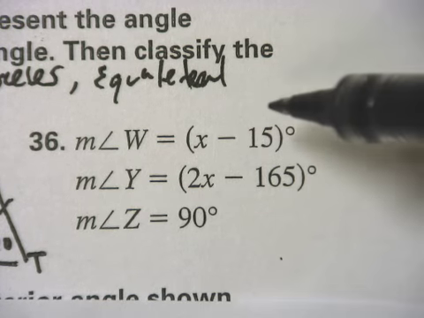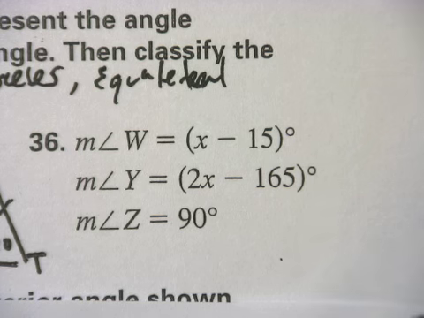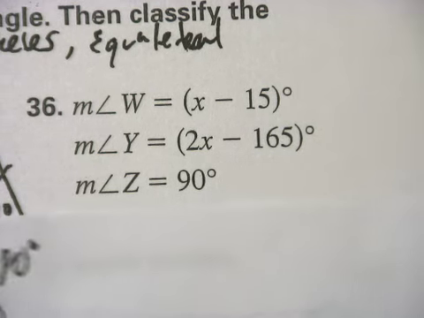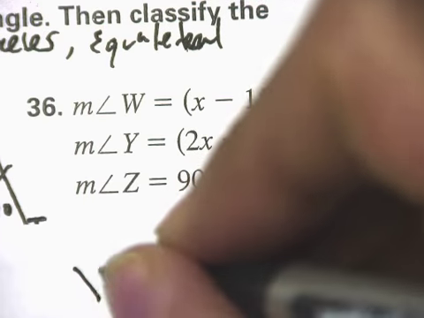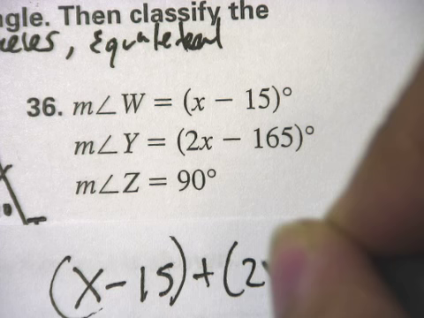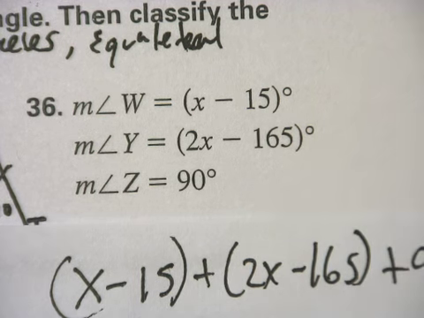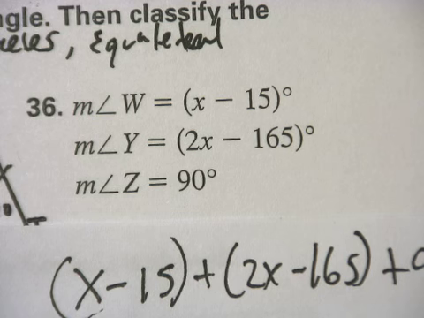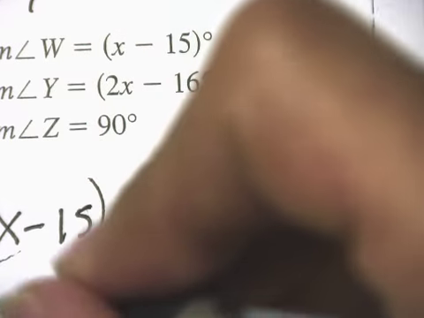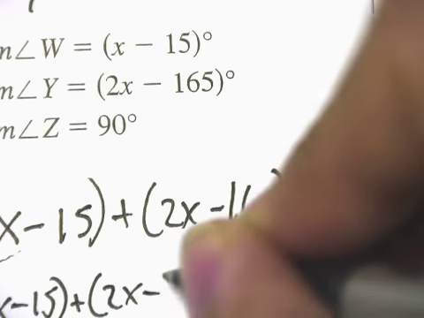Number 36 looks a little bit difficult, but I'm sure we can get by it together. Again, I have these 3 angles together. When I add them all together, they should equal how much? 180 degrees. Okay, let's work that out. So, x minus 15 plus 2x minus 165 plus 90 is equal to 180 degrees. Let me write that a little bit smaller.